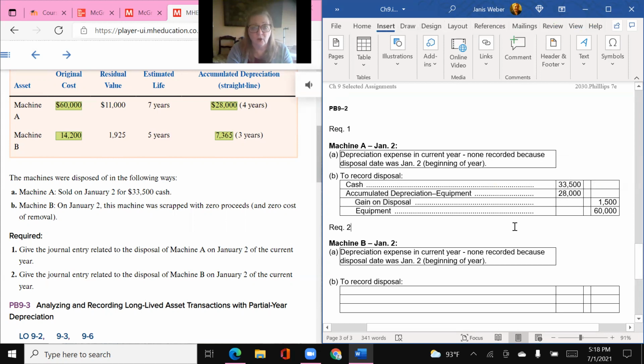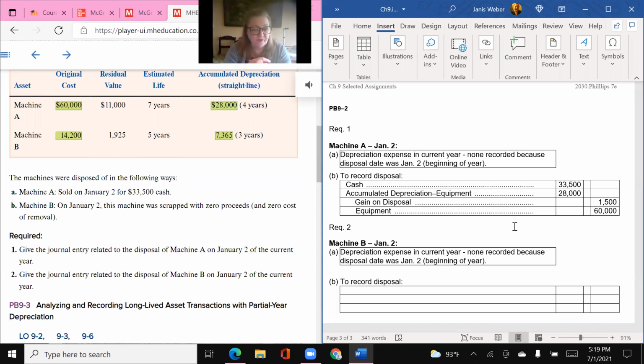The other way you could have told that, of course, would just be to write the numbers down and say, here's my net book value. The asset cost 60,000 minus accumulated depreciation of 28,000. That would put me at 32,000, and that was my book value. And I got cash for it, 33,500. So obviously I got 1,500 more than my net book value. That's my gain, and that's why I have to report the credit gain on disposal.